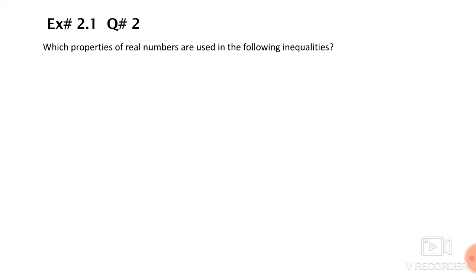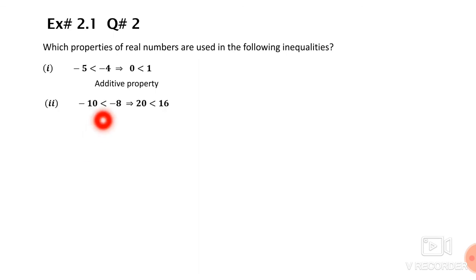Question number 2. Which properties of real numbers are used in the following inequalities? Now inequalities are given. Minus 5 less than minus 4 implies 0 less than 1. This is the additive property, because we have to add 5 to both sides to get this. That is why this is the additive property, because the same number is added to both sides.